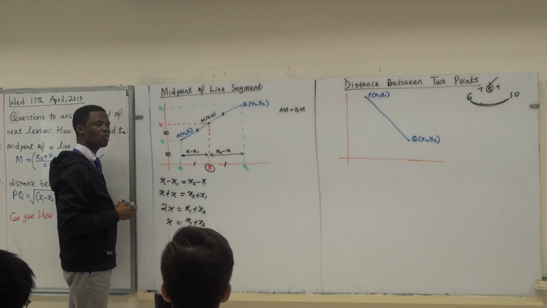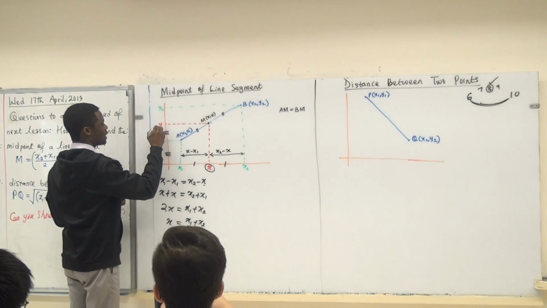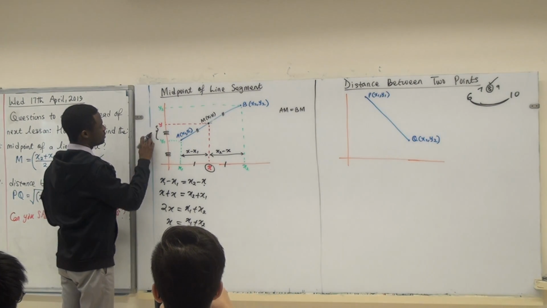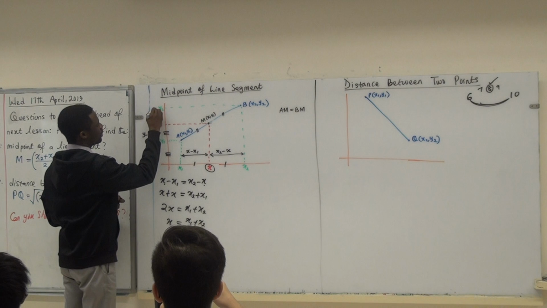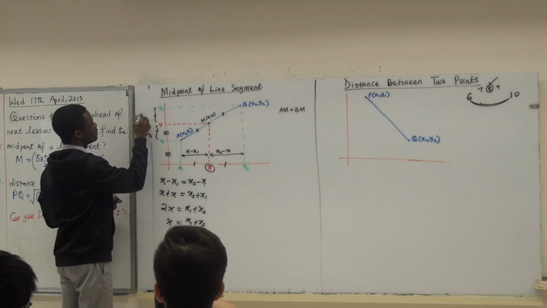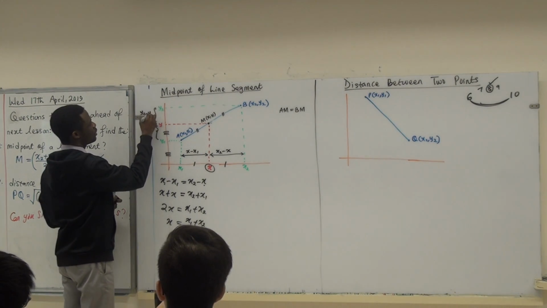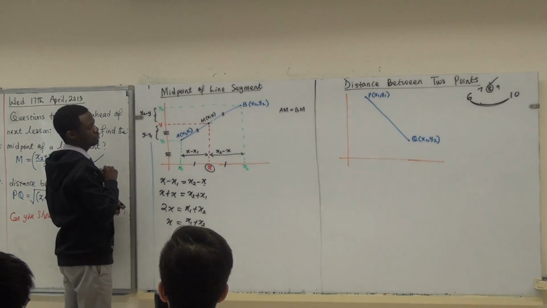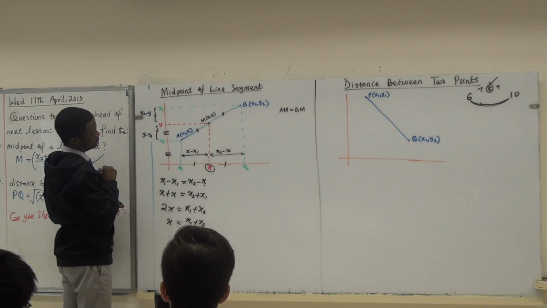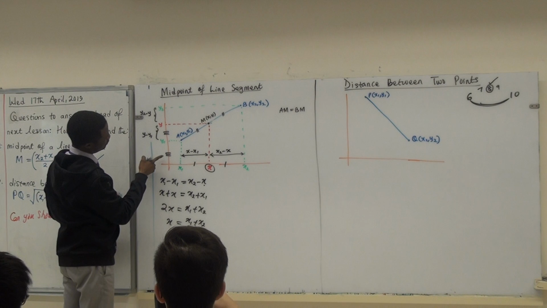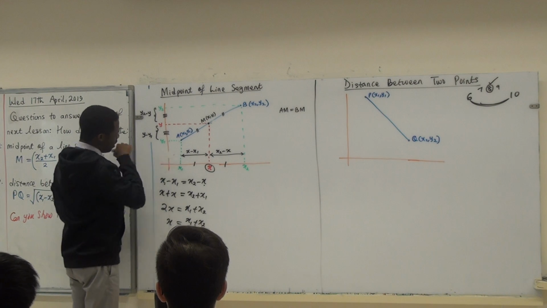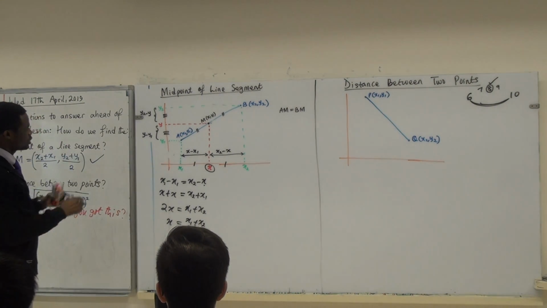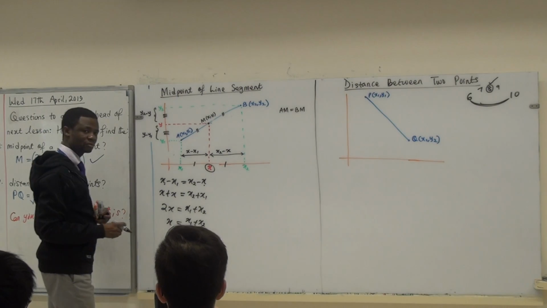So I do the same thing to y. What is the gap from here to here? Y minus y1. What about the gap from here to here? Y2 minus y. And what do we know about these two? They are also equal. So we can bring another relation here for y.